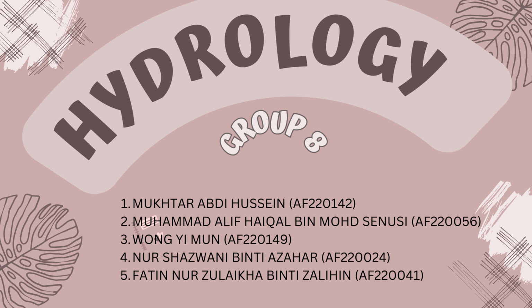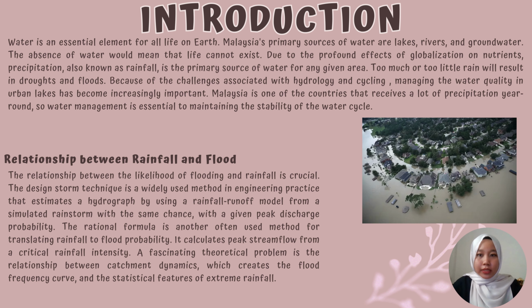Let's start. The introduction: Water is the essential element for all life on Earth. Malaysia's primary sources of water are lakes, rivers, and groundwater. The absence of water would mean that life cannot exist.